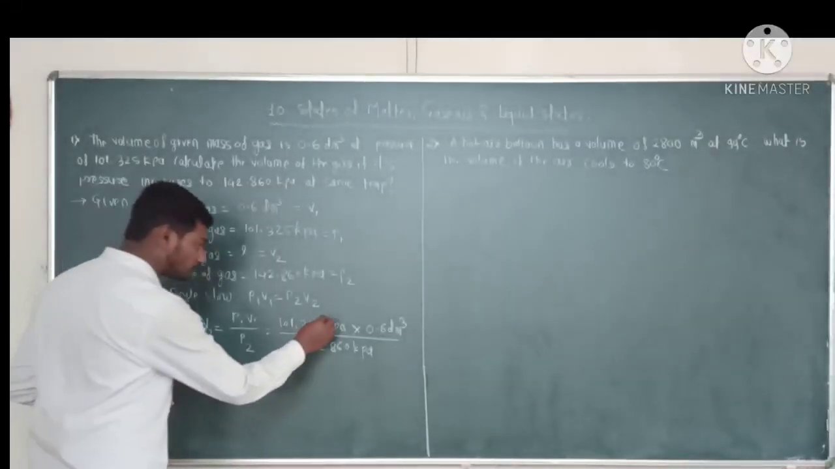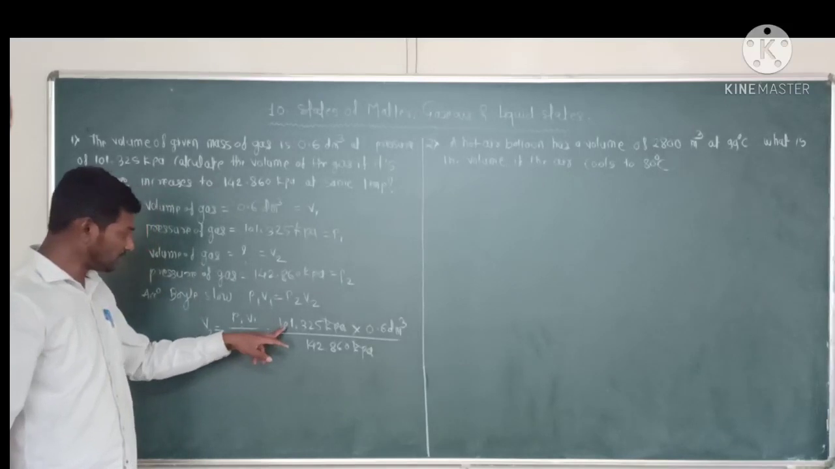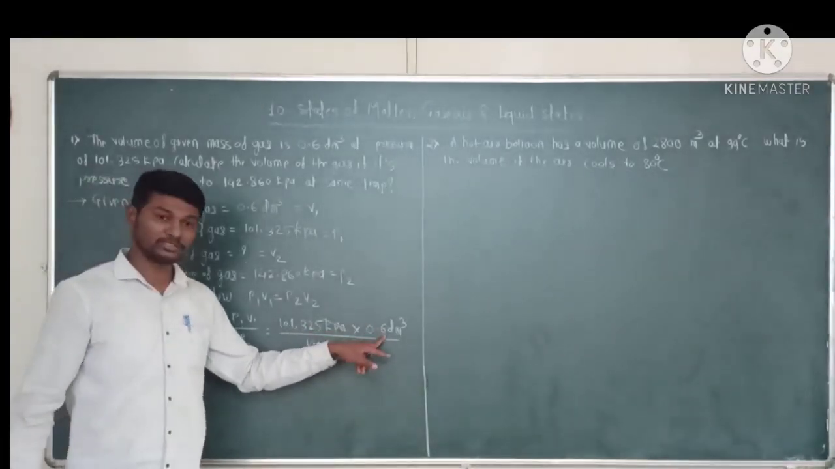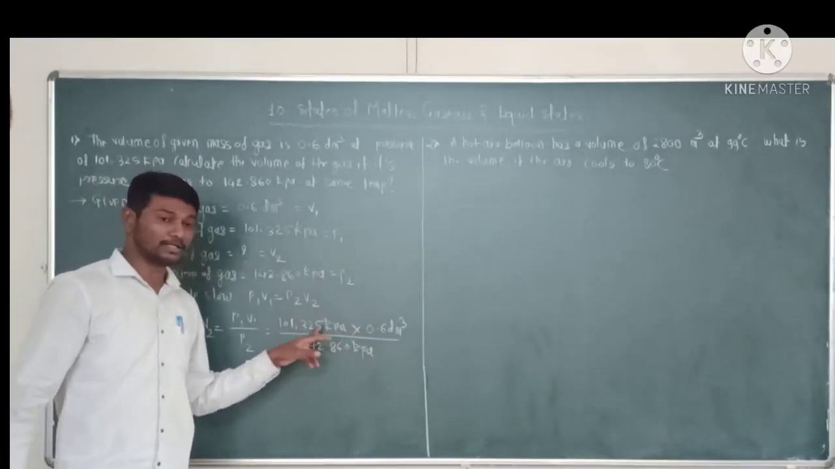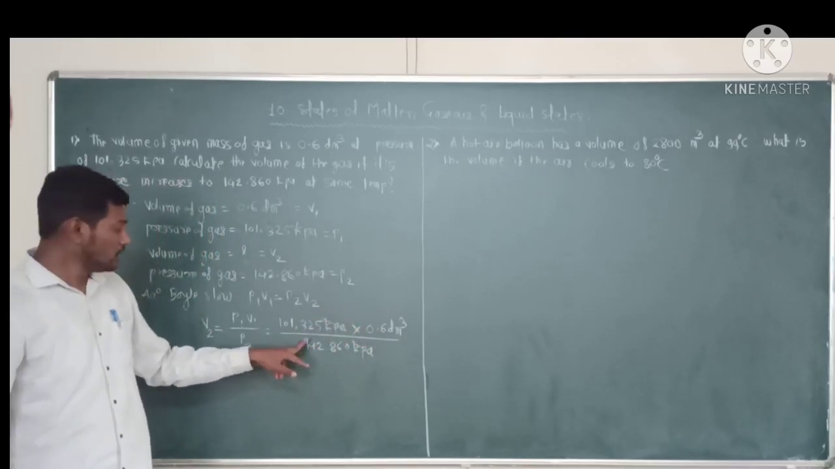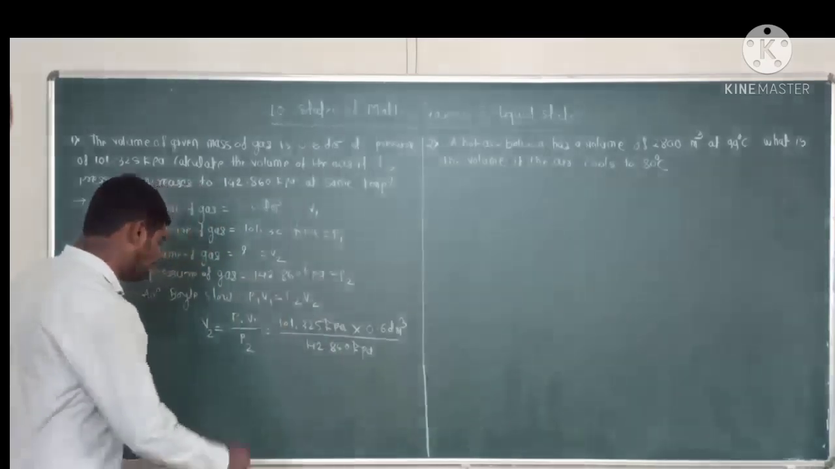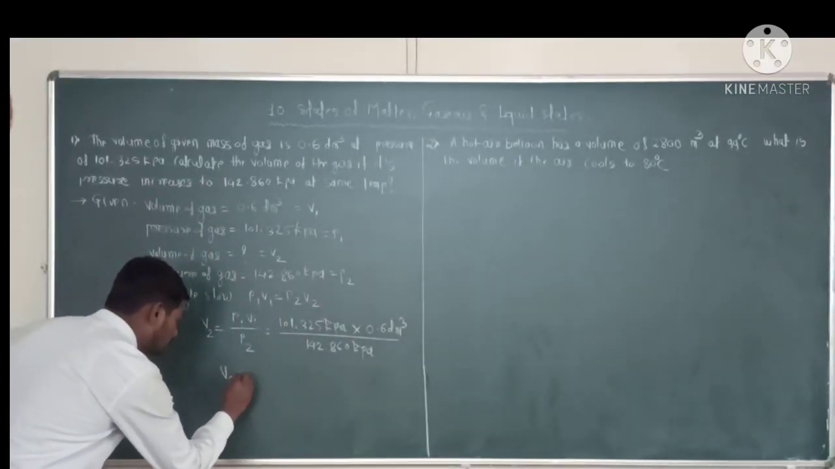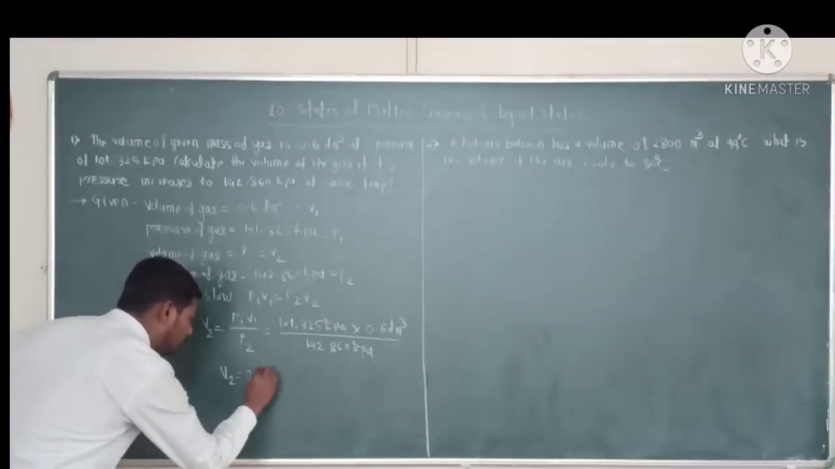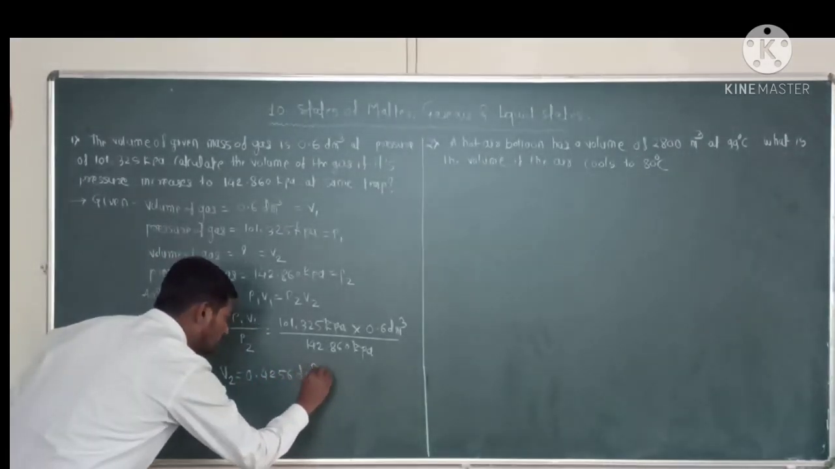Now here kilopascal gets cancelled. Multiply this quantity by 0.6 and divide the product by 142.860. We get the final answer, that is V2 is equal to 0.4256 decimeter cube.